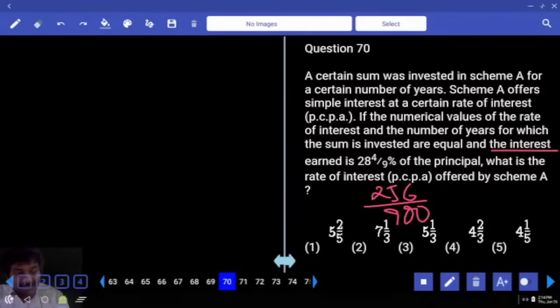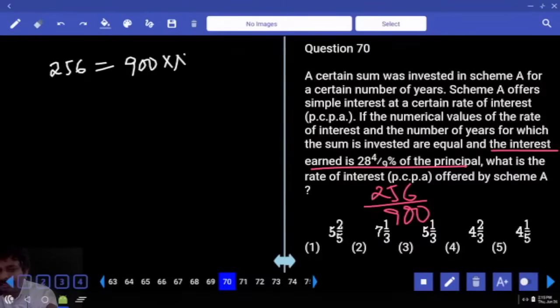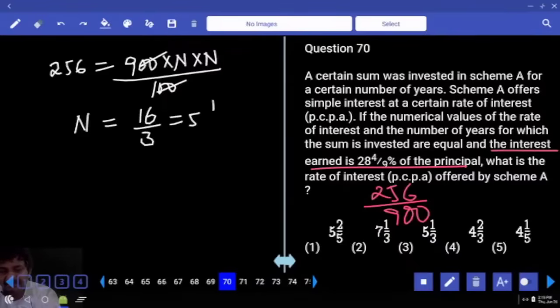What is that? Interest earned is this much of the principal, correct? So what is the denominator? Let me treat the principal as 900. Then simple interest becomes 256. Simple interest is equal to PNR by 100. N and R both are equal. 2 zeros get cancelled. 9 goes to the left hand side denominator. The numerator is 16 square, the denominator is 3 square, which can be written as 16 by 3 whole square. N square is 16 by 3 whole square. N is equal to 16 by 3, 5 1 by 3.